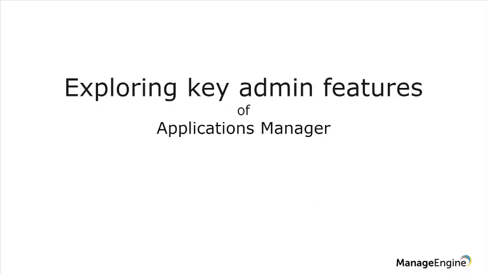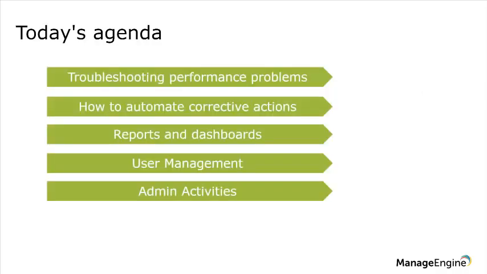With this information, we will be seeing various key admin features available in Applications Manager. In today's agenda, we will focus on how to troubleshoot performance problems, and based on the alert raised, how one can take necessary action using corrective methods and notify respective teams. Then we will see how to generate several reports and build meaningful dashboards, and the types of user roles which can be assigned to discrete teams to perform certain tasks of their own. At the end, we will see various admin activities that can be performed in Applications Manager.